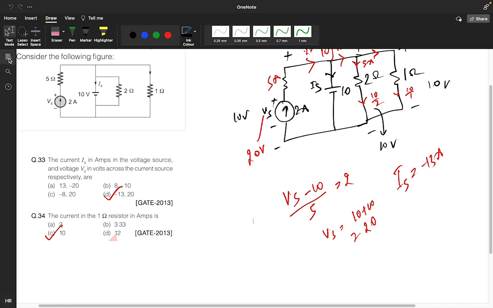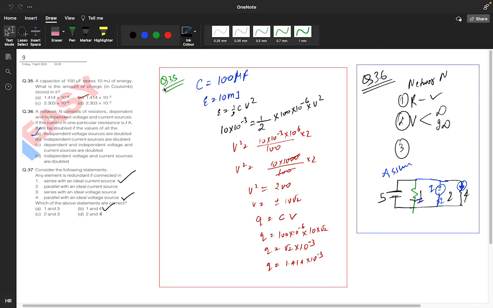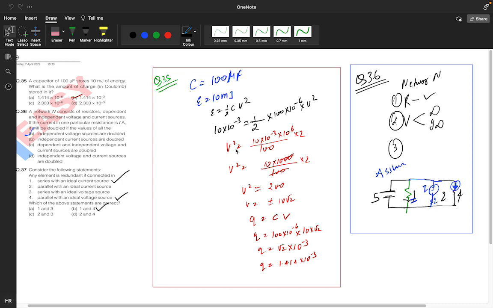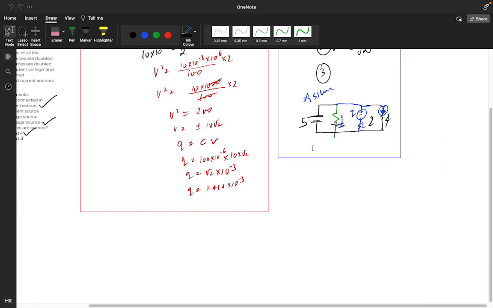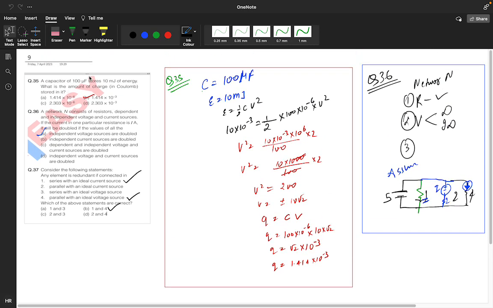If you see this, there are questions number 35, 36, 37. 35 is this, 36 is this, and for 37 you will get 1 and 4. What is question number 35? A capacitor of 100 microfarad whose energy is 100 millijoule. E is equal to half CV squared, from that you get the value of V, and you need to find the charge. Charge Q is equal to CV. Put in the formula and get the result. The Q value is 1.414 into 10 to the minus 3 coulomb.